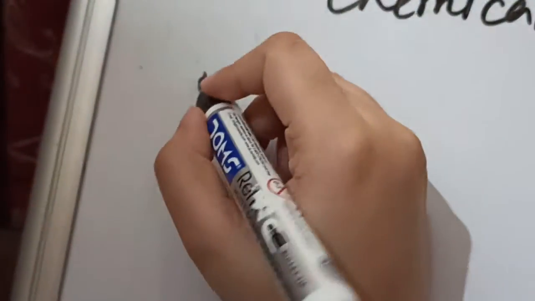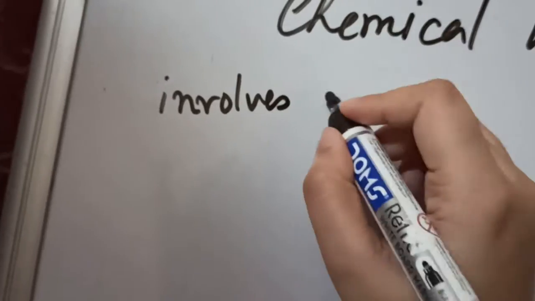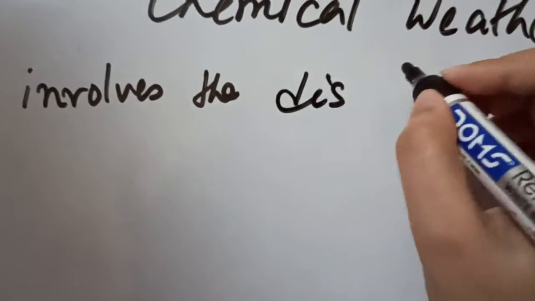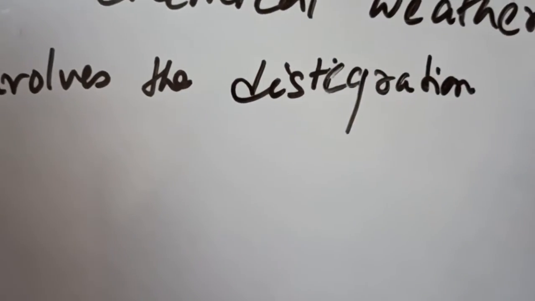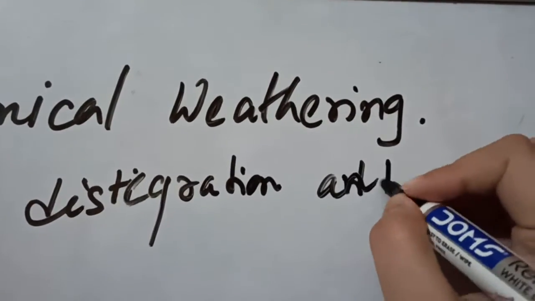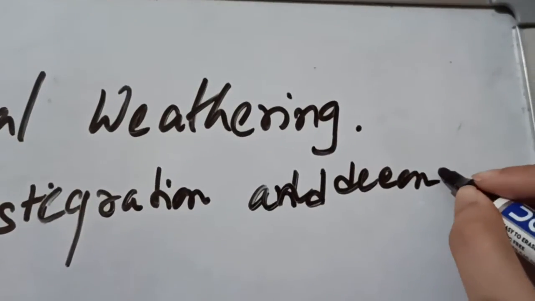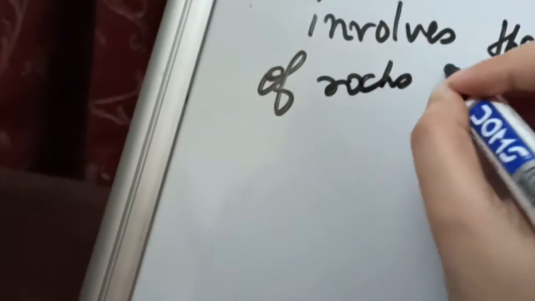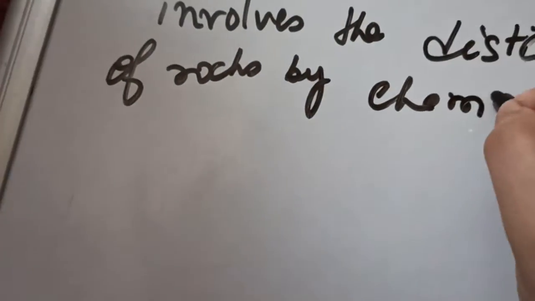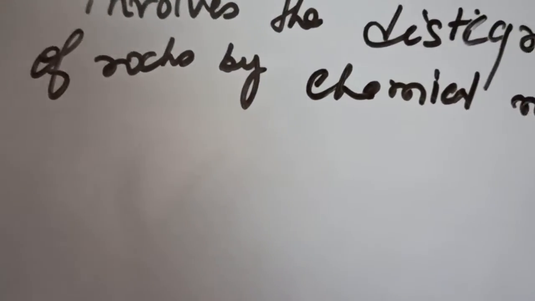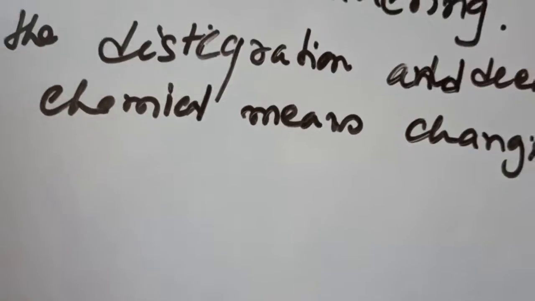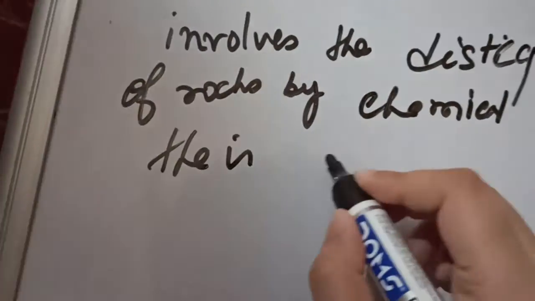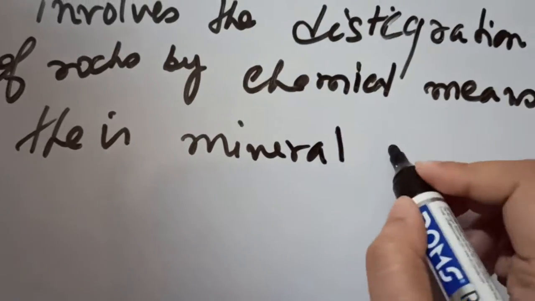Chemical weathering involves the disintegration and decomposition of rocks by chemical means, changing their mineral composition.